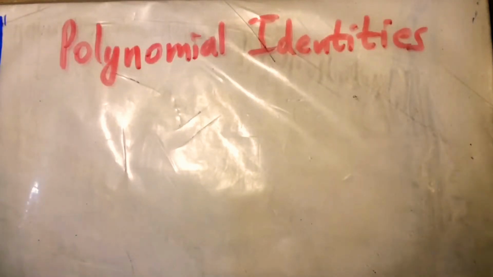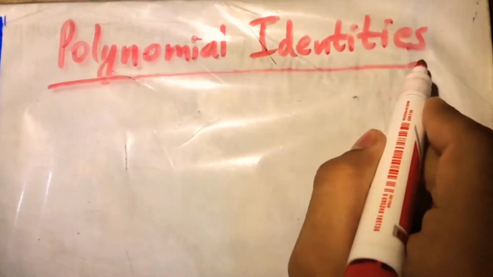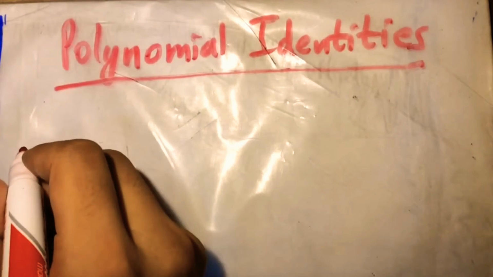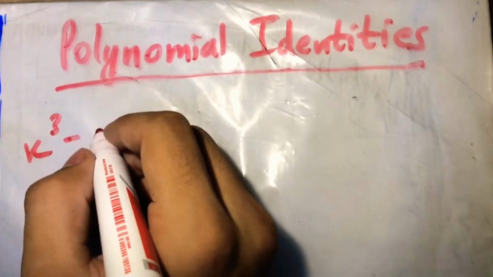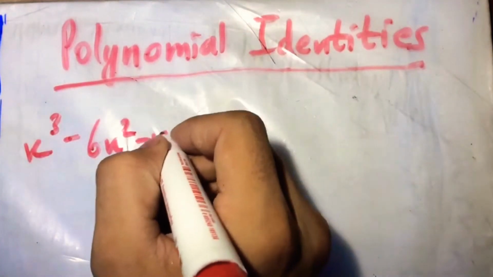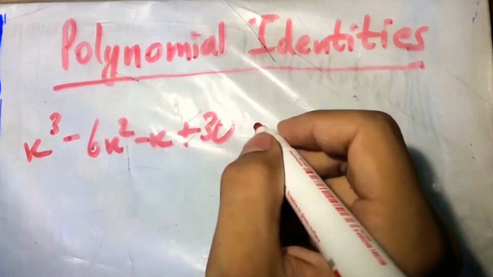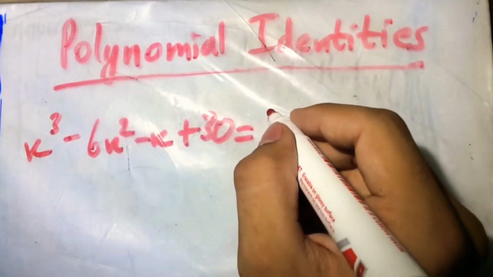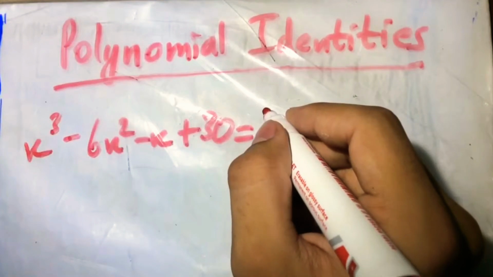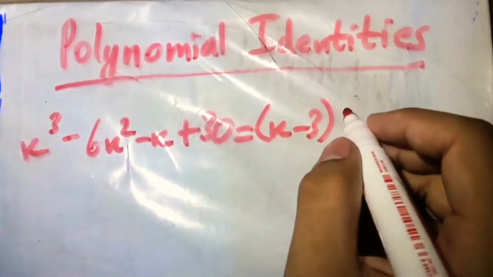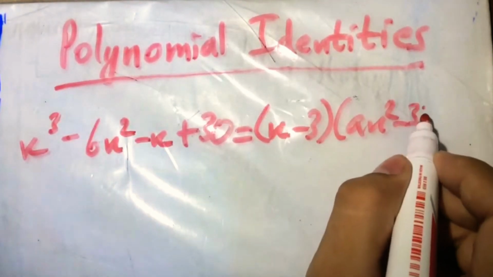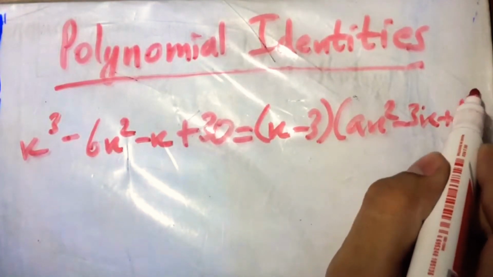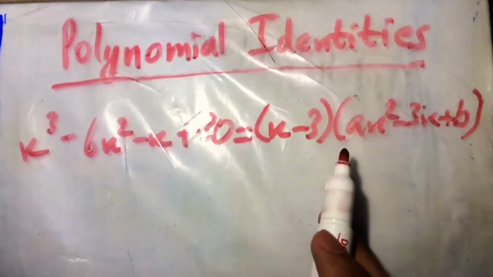Now we're starting polynomials. The first topic is polynomial identities. So if you're given the question x cubed minus... and we have to find the value of a and of b.